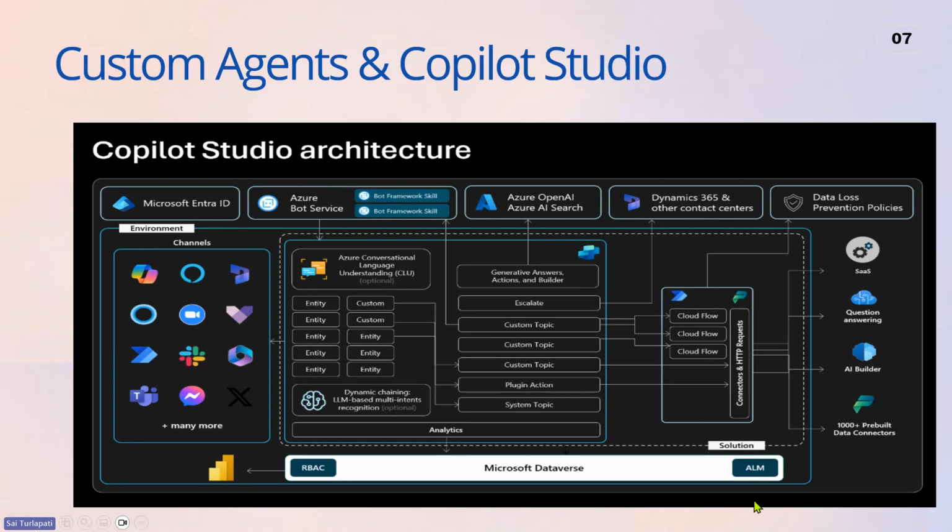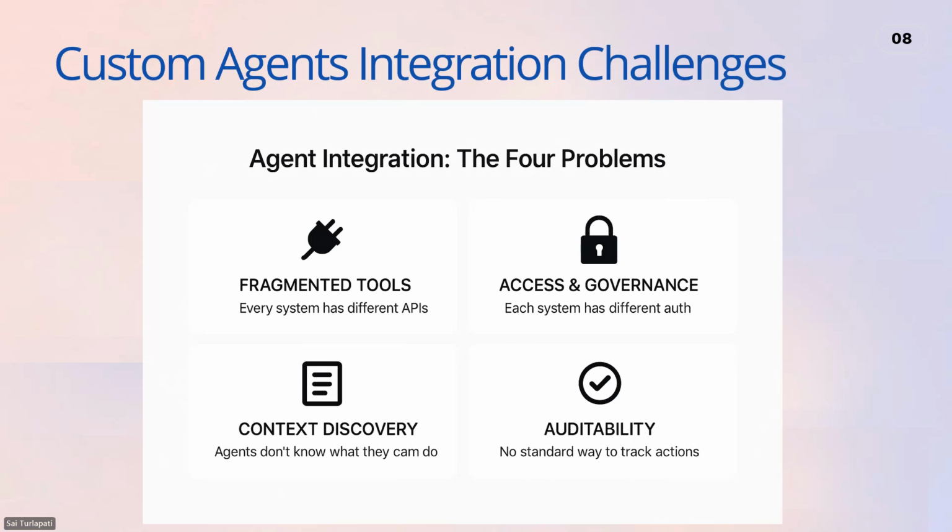One more term here is ALM. This stands for Application Lifecycle Management. What we are saying is that in the life cycle of any agent, from development to monitoring and all those things, we can do it in Copilot Studio along with some other add-ons. Let's move on to the next slide.